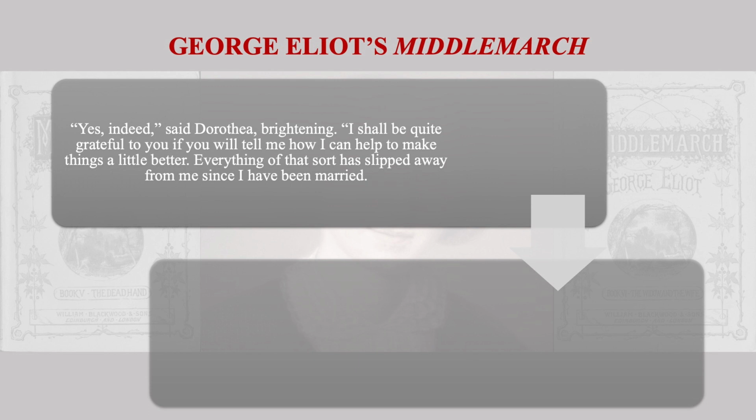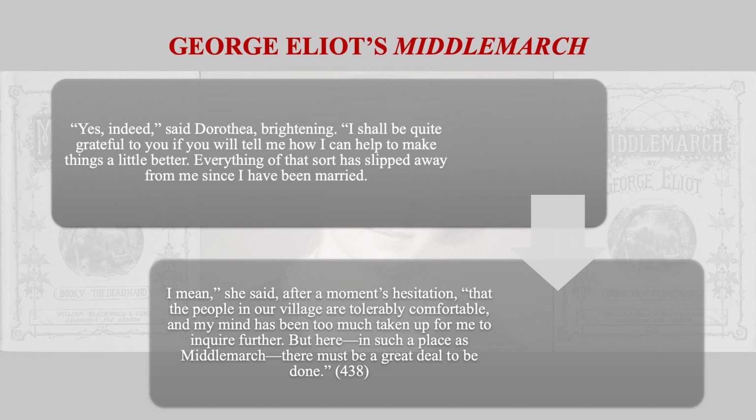And now Dorothea Brooke, or Dorothea Casaubon, if we may call her that now, on the one hand, looks at her own marriage as dull, insipid. On the other hand, there is this inexplicable bond that she shares with Ladislaw. And at the same time, she does not know how she should, really speaking, negotiate her life on her own terms. And she says, "Yes, indeed," said Dorothea, brightening, "I should be quite grateful to you if you will tell me how I can help to make things a little better. Everything of that sort has slipped away from me since I have been married. I mean," she said after a moment's hesitation, "that the people in our village are tolerably comfortable, and my mind has been too much taken up for me to inquire further."